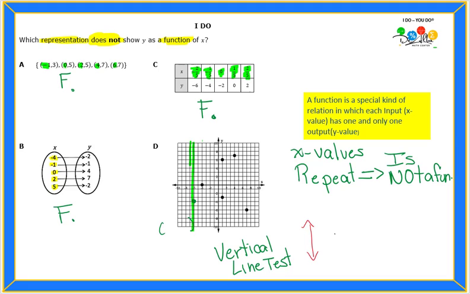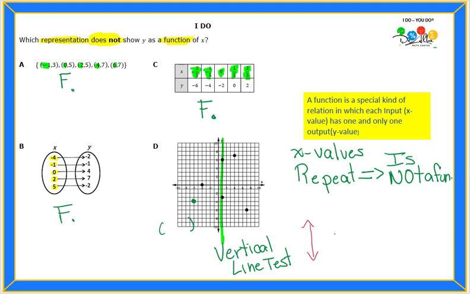So I'm going to draw a line here. How many points are on that line? Just one. So let's erase that one. Now I'm going to go to the next point. How many points on that one? Just one, so let's erase that one. And now the next point. What if I draw a line right here? I can actually see 2 points on that line.